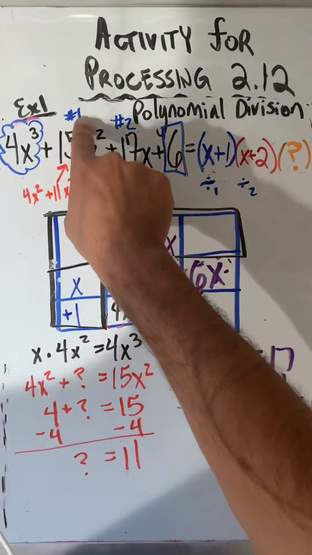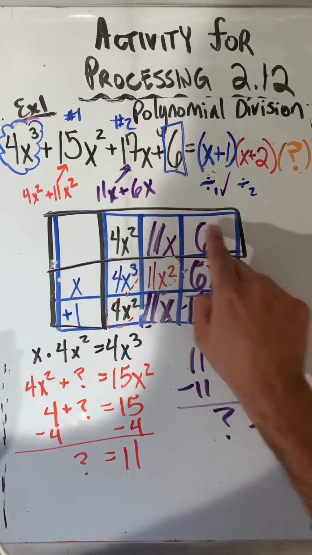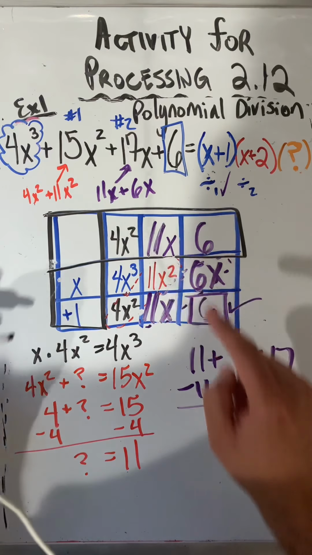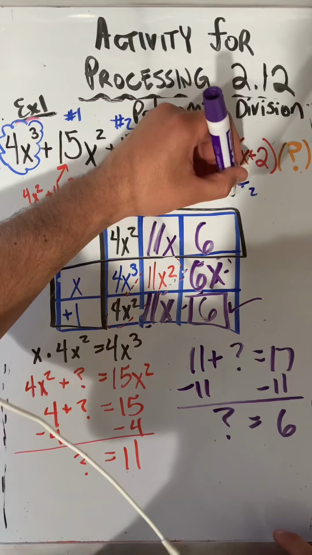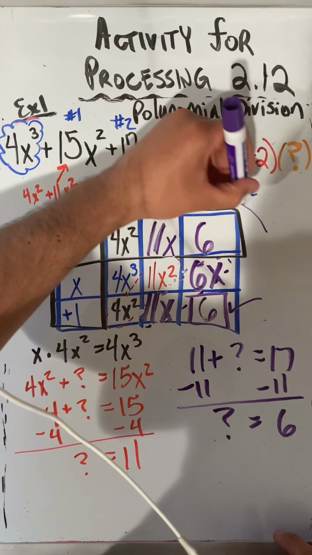I'm going to put a little check mark here saying, yep, I got the first division done. Now, out of that first division, I got a new answer, 4x squared plus 11x plus 6. So I'm going to go ahead, draw an arrow, showing myself that after I divide it the first time, this is my answer. 4x squared plus 11x plus 6.